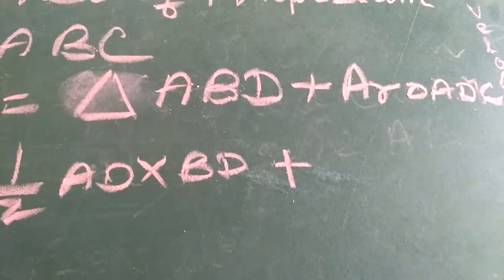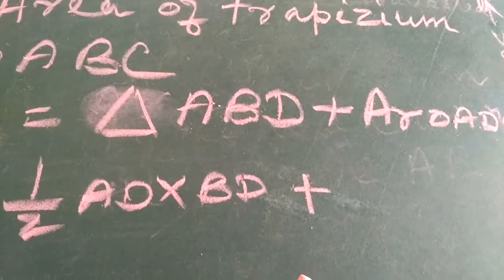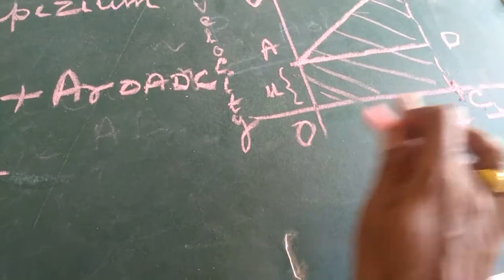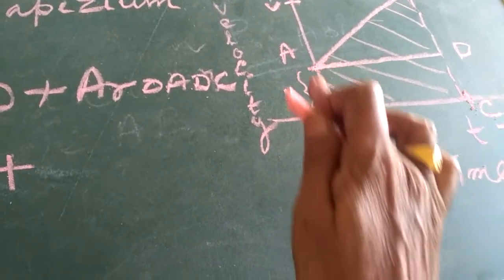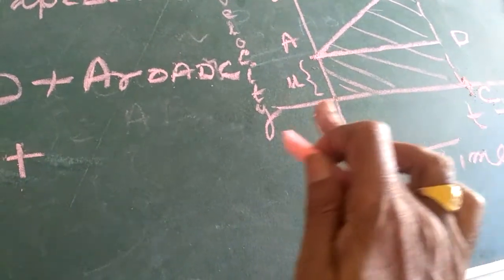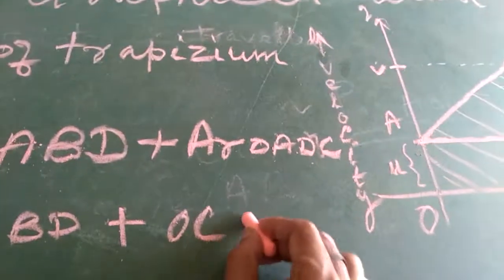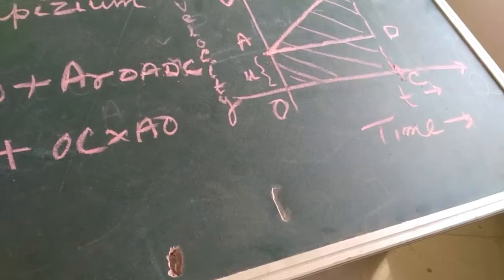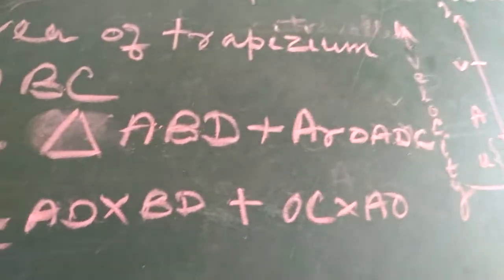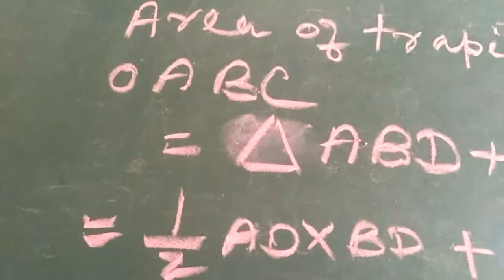And now area of the rectangle is what? We can take this length, OC, into AO, length into breadth. DC also we can take, you can write DC also, equal to AO, because they are the same. Now equal to what?